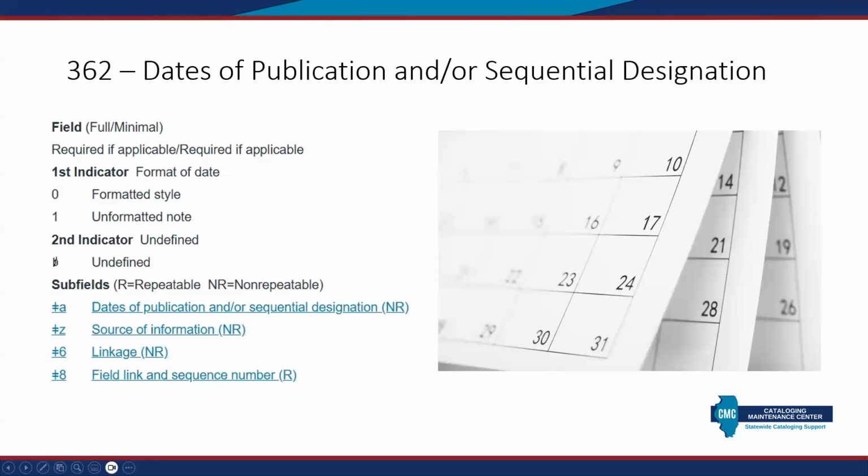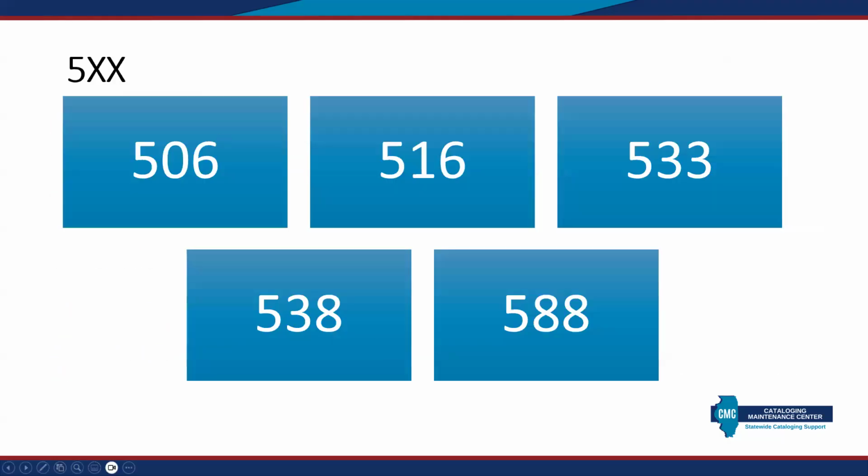So now let's take a peek at the 5xx's that we want to look at. And the 5xx's, of course, are all of our notes fields. The first one I'd like to look at is the 506, which is restrictions on access note. The 516 is the type of computer file or data note. The 533, the reproduction note. The 538, system details note. And the 588 is the source of description note.